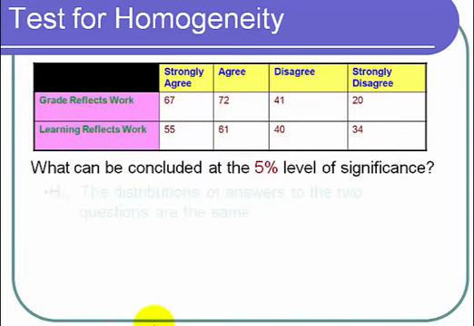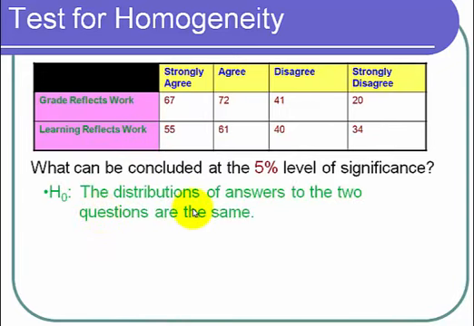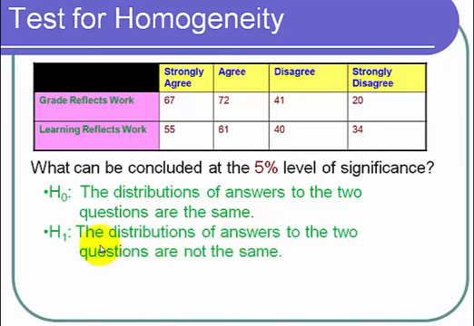So first, the null hypothesis is the distributions of the answers to the two questions are the same. And the alternative hypothesis is the distributions of the answers to the two questions are not the same. So we're going to go to the calculator and do just like what we did for independence. Notice the H0 and H1 are very different, but the calculations will be identical.